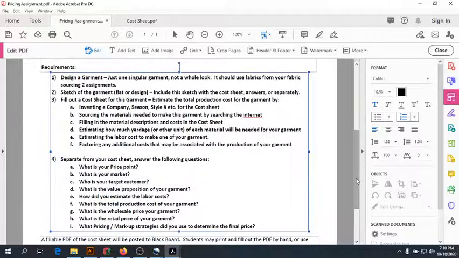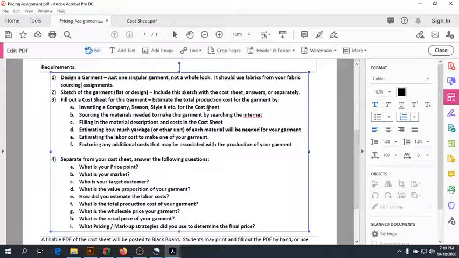So let's go over the requirements. Of course, design a garment. That's easy. Just one singular garment, though, not a whole look, because when we cost out different items, we cost out just one singular garment, not a whole look. It should use, of course, fabrics from your fabric sourcing assignment. I don't know why I have a 2 in there. Let me just correct that.